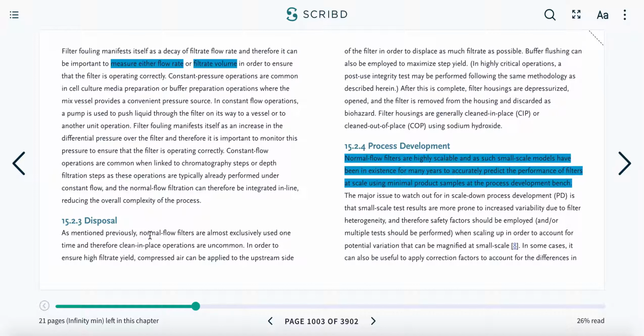Disposal: as mentioned previously, normal flow filters are almost exclusively used one time, and therefore clean in place operations are uncommon. In order to ensure high filtrate yield, compressed air can be applied to the upstream side of the filter in order to displace as much filtrate as possible. Buffer flushing can also be employed to maximize step yield, so that's another good point.